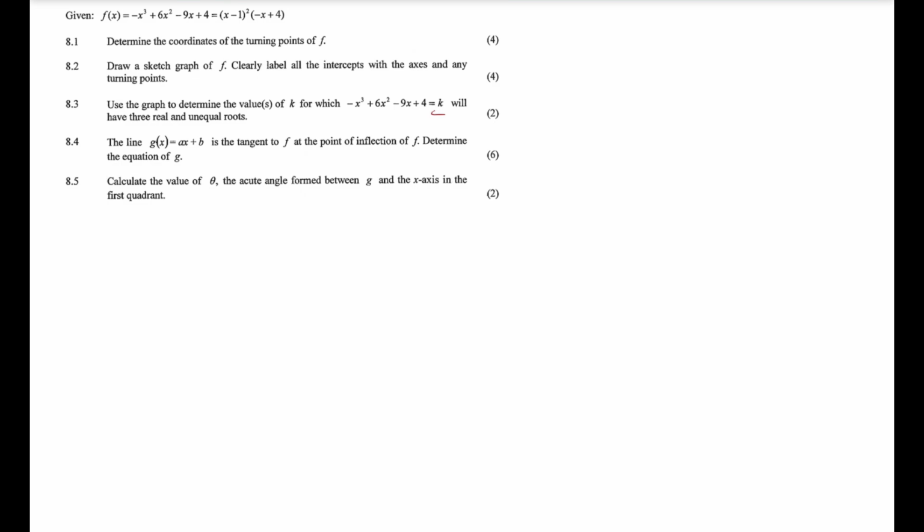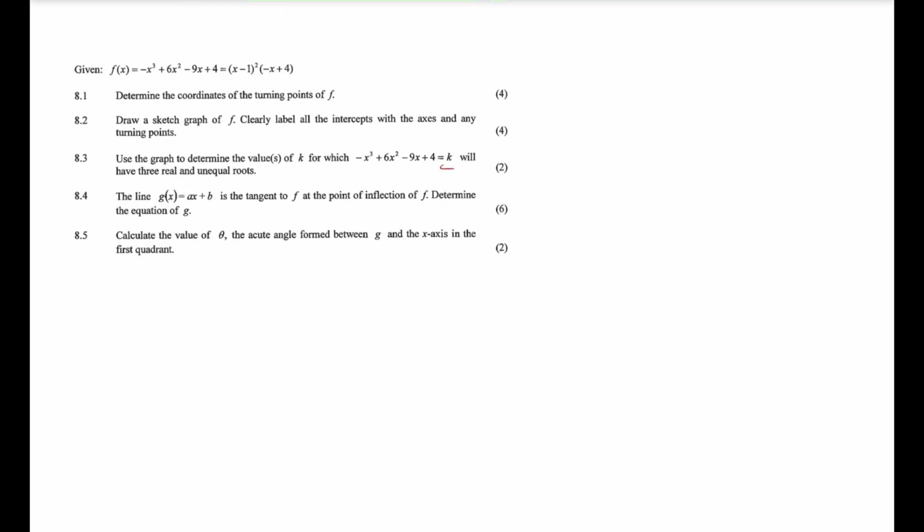Now we are going to be doing cubic functions, and we are going to be doing a lot of stuff. Firstly, we are given the equation f(x) = -x cubed + 6x squared - 9x + 4. They say this is also equivalent to (x - 1) squared into (-x + 4). So basically this form is the same thing as this, it's just that they factorized it.